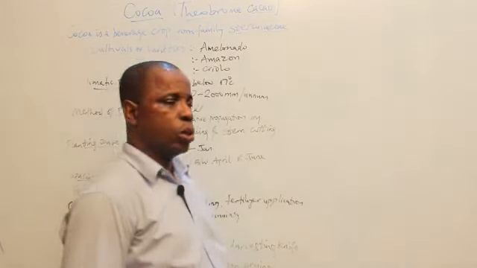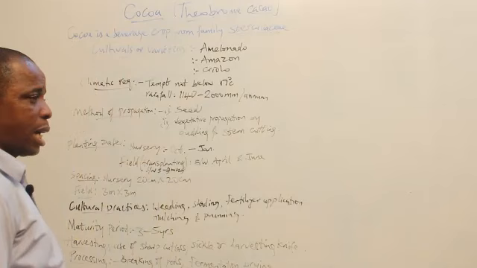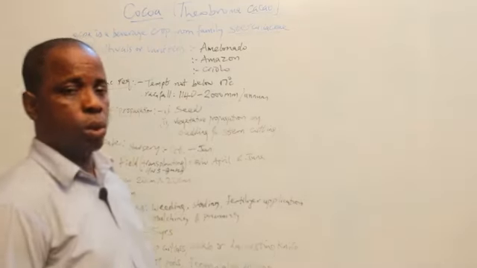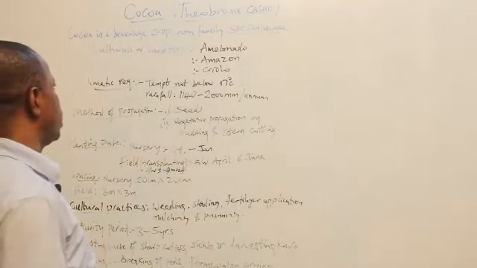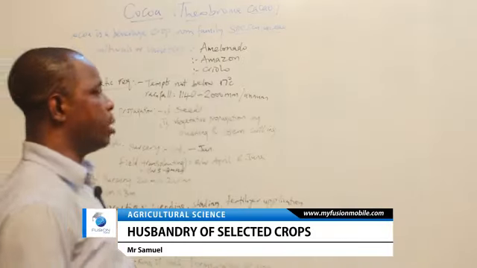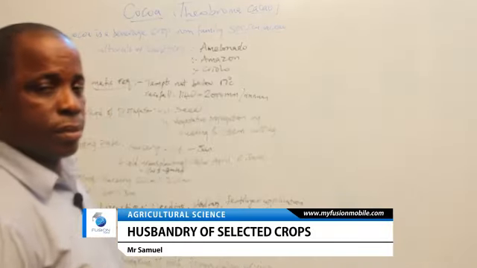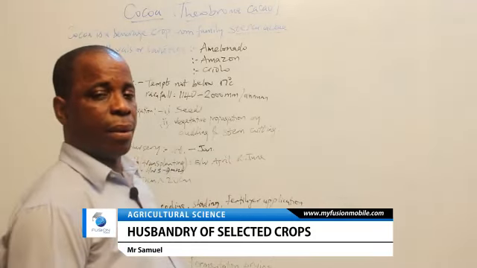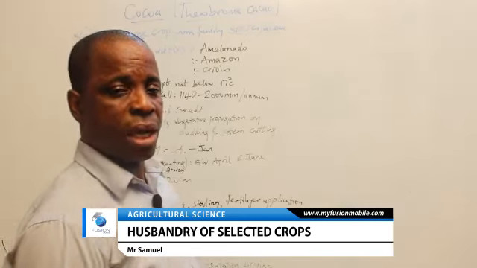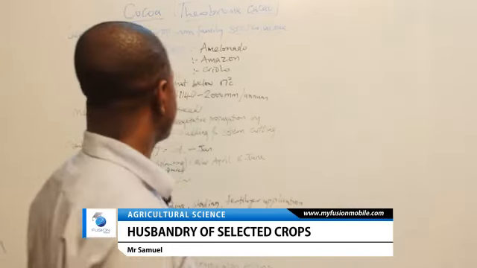Let's go to cocoa. Theobroma cacao. Cocoa belongs to the family of beverages, the family called Sterculiaceae. Sterculiaceae is a beverage family. That means it can be processed into drinks like Bournvita, like Pronto, like Milo.